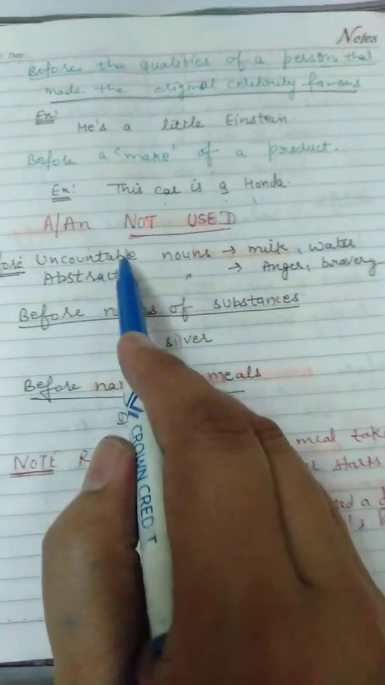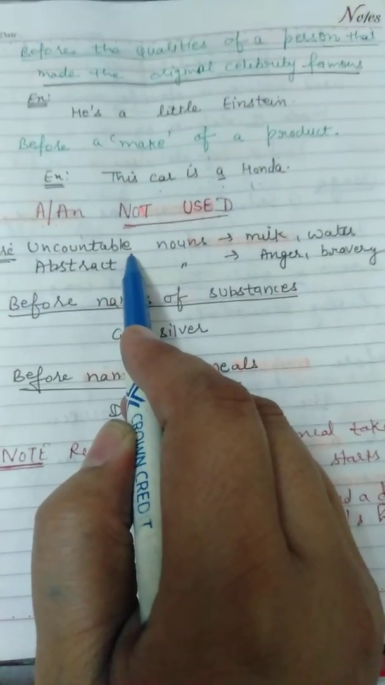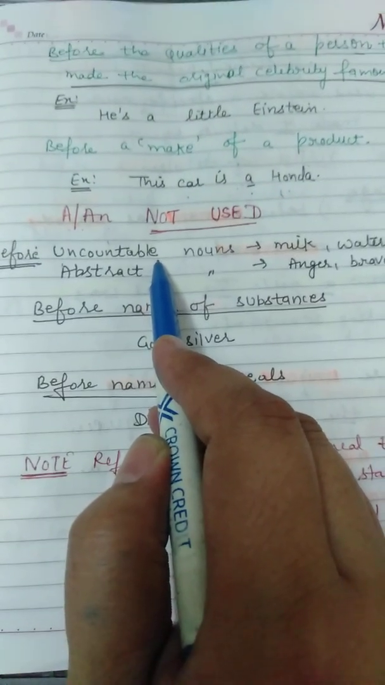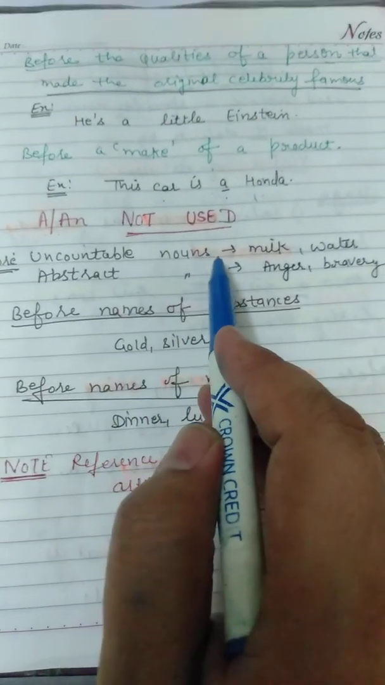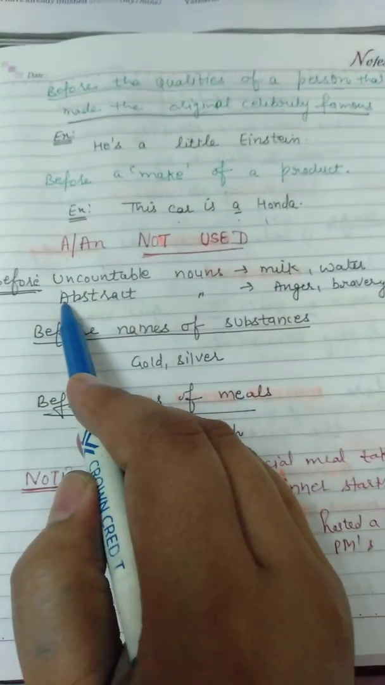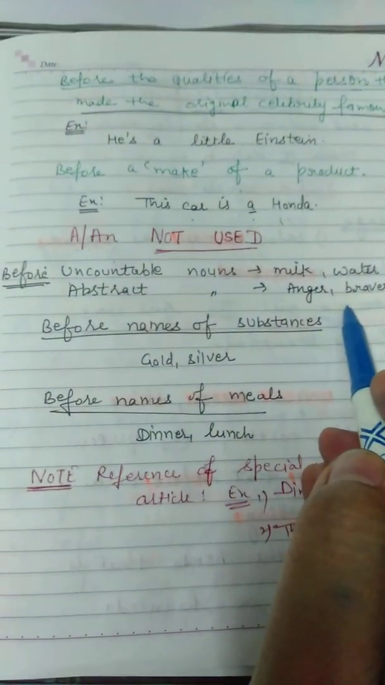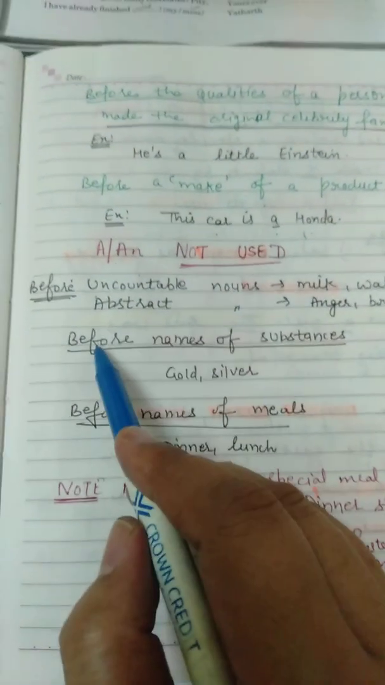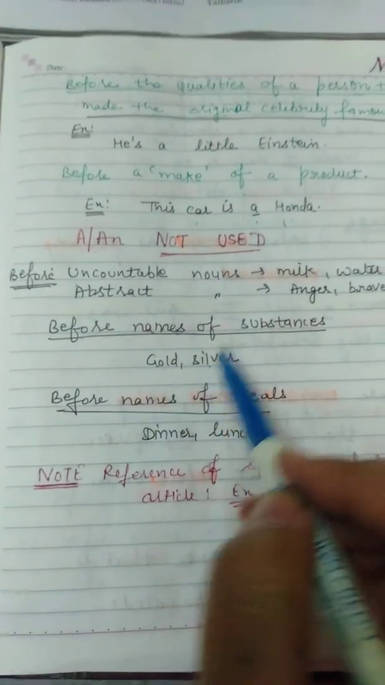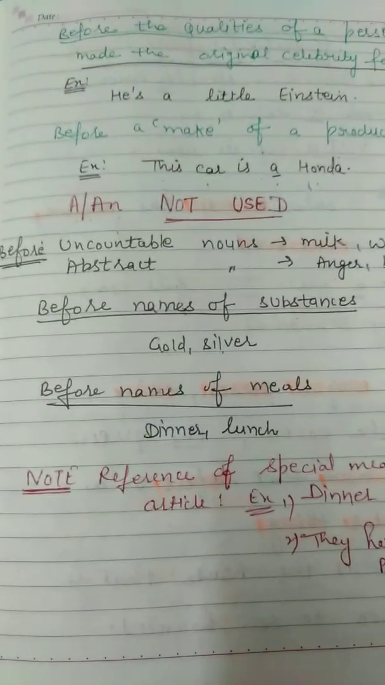Let us see before uncountable nouns. As I have earlier told you in this lecture only, a or an both are used with the countable nouns. So uncountable nouns, milk and water, will not take a or an. Abstract nouns, which are the feelings, anger, bravery, will also not take a or an. Before names of substances like gold, silver, these types of things will not take a or an with them.